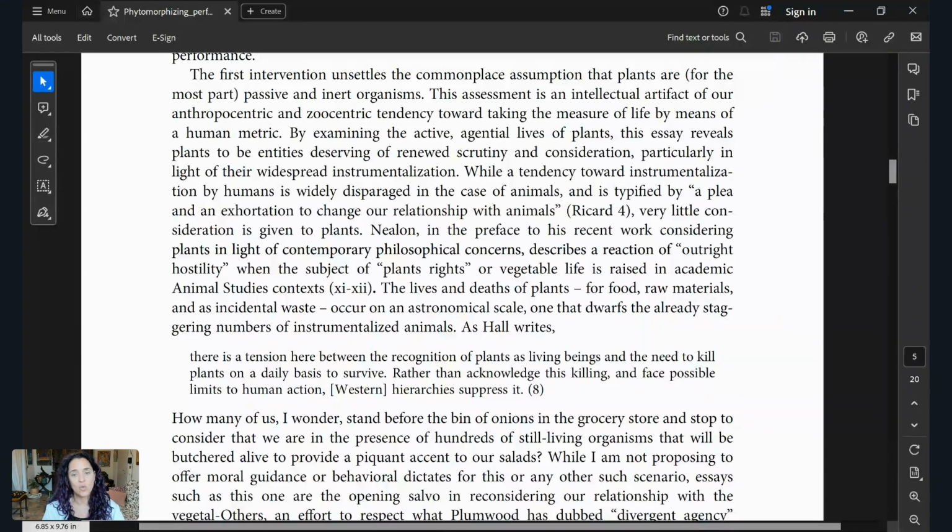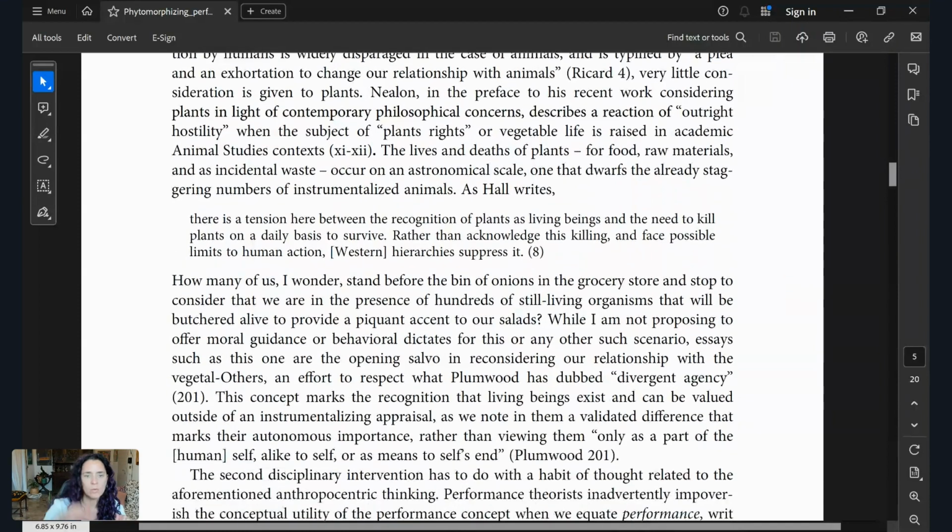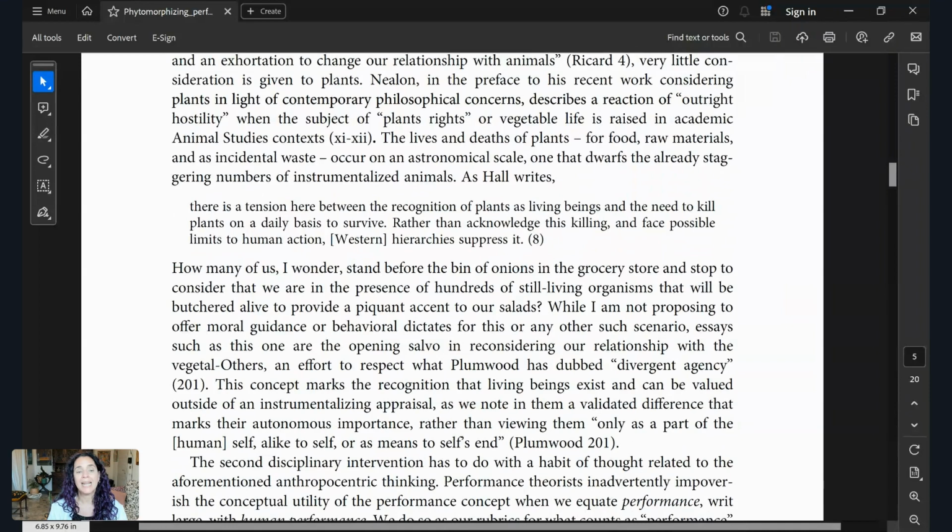While a tendency towards instrumentalization by humans is widely disparaged in the case of animals and is typified by a plea and an exhortation to change our relationship with animals, very little consideration is given to plants. You go. Nealon, in the preface of his recent work considering plants in light of contemporary philosophical concerns, describes a reaction of outright hostility when the subject of plant rights or vegetal life is raised in academic animal study contexts.